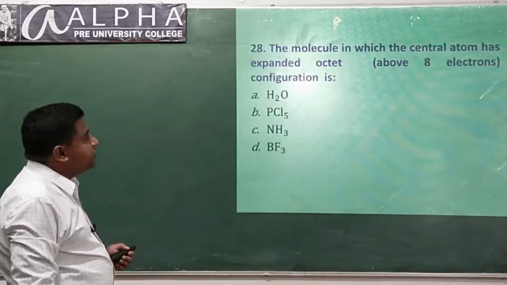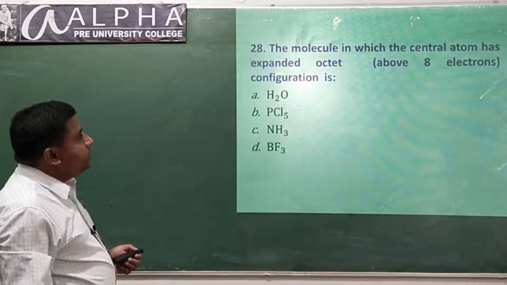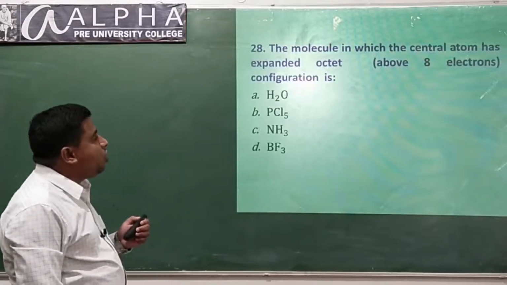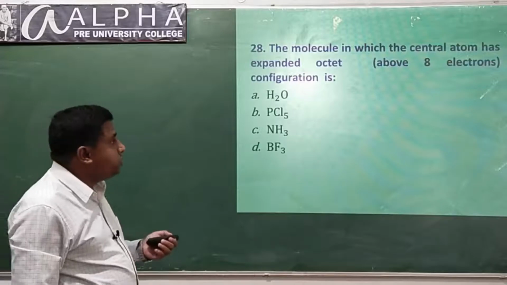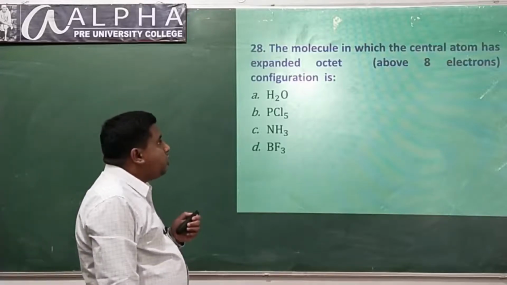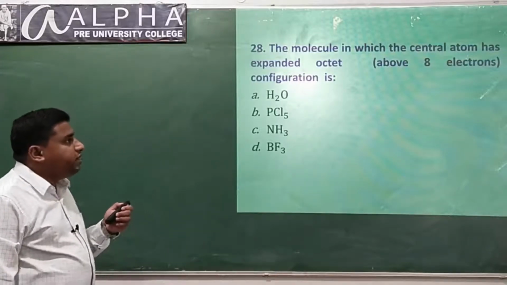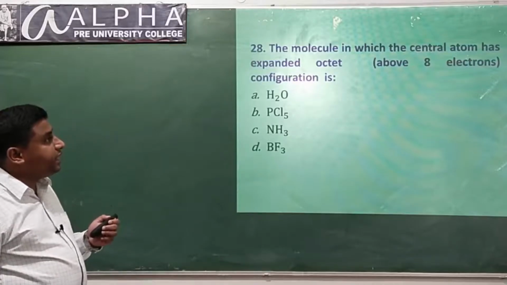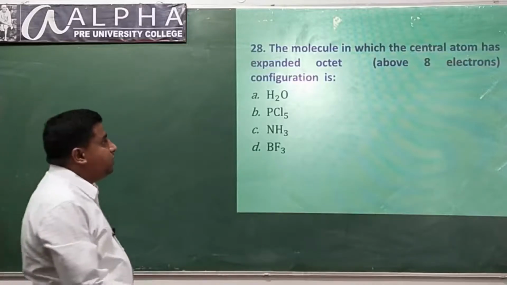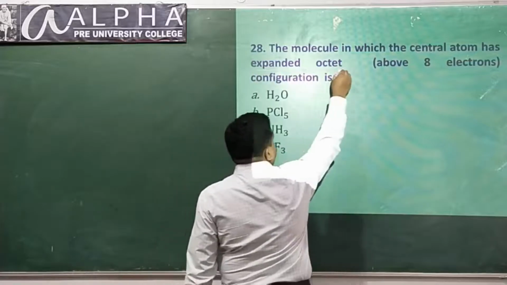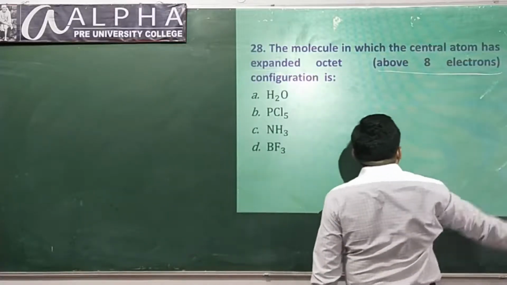Yes, let us go with this question, students. The molecule which has expanded octet above 8 electrons. Expanded octet configuration is the molecule which has expanded octet. They have themselves given, what do you mean by expanded octet? Above 8 electrons.